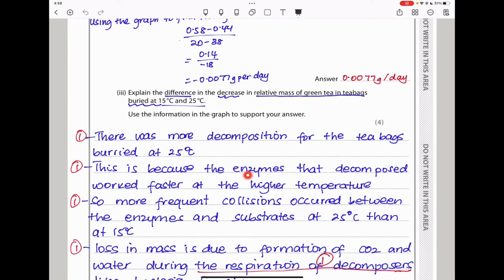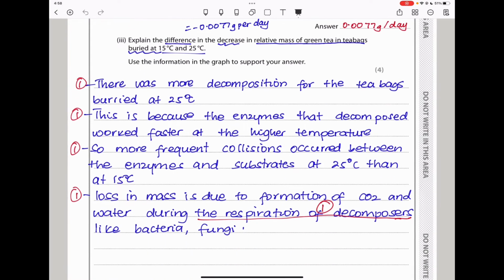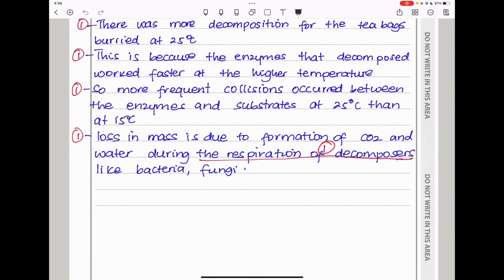So I said because the enzymes that carry out decomposition worked faster at a higher temperature, because when the temperature is higher, there are more frequent collisions between the enzymes and the substrate at 25 degrees than at 15 degrees. And finally, loss in mass is due to the formation of carbon dioxide and water during the respiration of the decomposers like bacteria and fungi.